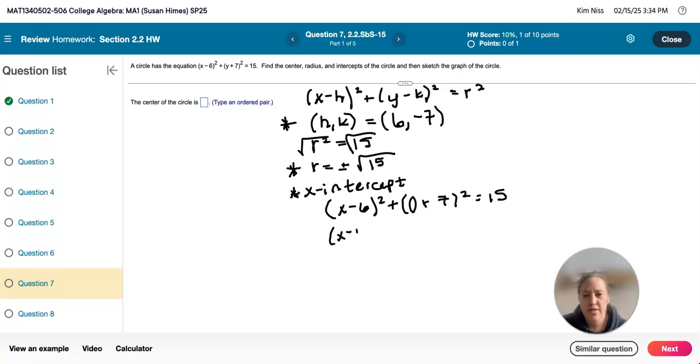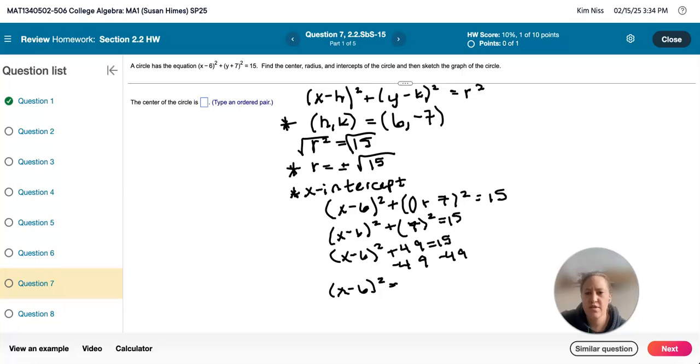So we have (x minus 6) squared plus 7 squared equals 15. So (x minus 6) squared plus 49 equals 15. Subtract 49 from both sides. We're left with (x minus 6) squared equals 15 minus 49. Make sure that I do this on a calculator so I don't give you the wrong answer. So negative 34.